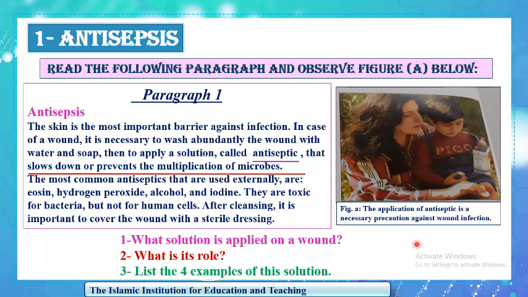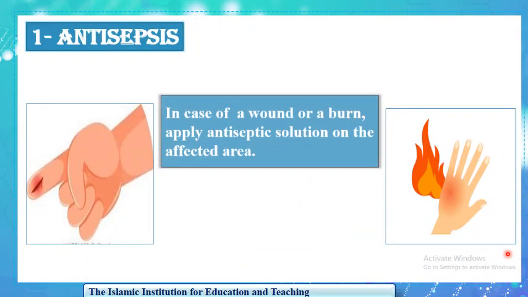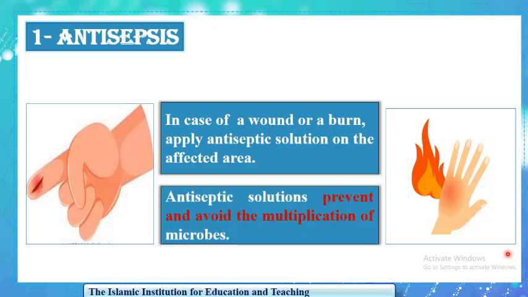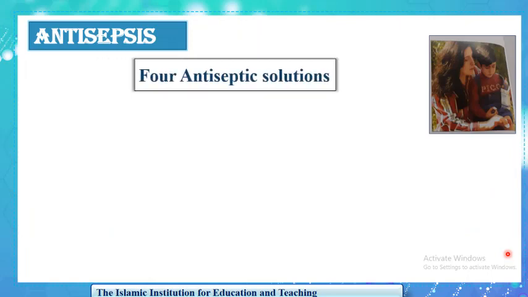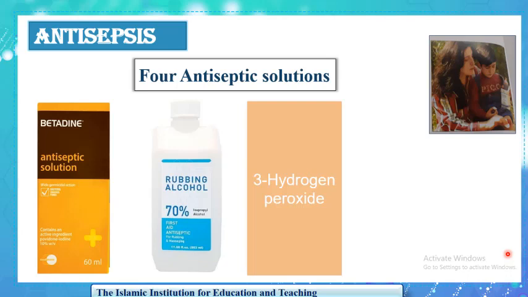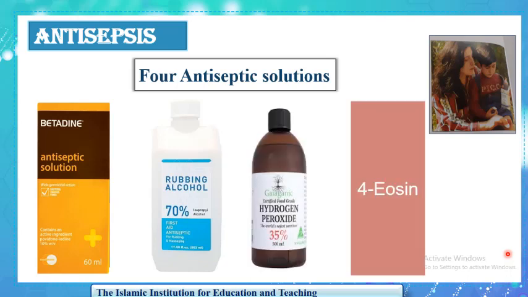List the 4 examples of this solution. These examples are eosin, hydrogen peroxide, alcohol, and iodine. As a summary, we can say that in a case of a wound or a burn, apply antiseptic solution on the affected area. The antiseptic solutions prevent and avoid the multiplication of microbes. The 4 kinds of antiseptic solutions are iodine, alcohol, hydrogen peroxide, and eosin.